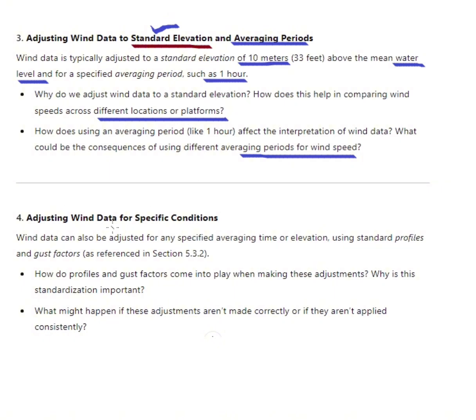Adjust the wind data for specific conditions. Wind data can also be adjusted for any specified averaging time or elevation using standard profiles and gust factors that we can see in API RP2A section 5.3.2. How do profiles and gust factors come into play when making these adjustments? We have to see how the profile and gust factors come into play when making these adjustments.